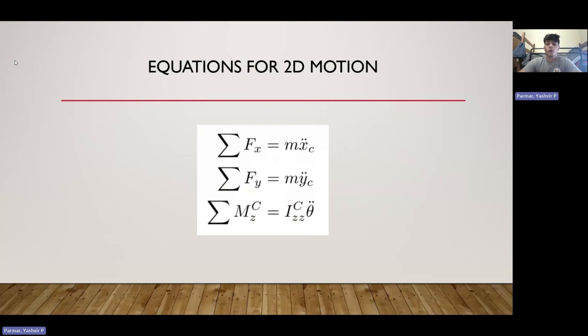Now, to go over some equations for 2D motion, we learned this a couple lectures earlier. The equations are the sum of the forces in the x direction equals the mass times the double time derivative of x position, also known as the acceleration in the x direction. The sum of the forces in the y direction is the exact same equation as the x one, except the double time derivative of the position in the y direction. And the moment around the z-axis, the center of mass, is equal to the inertia around the center of mass times the double time derivative of angular position, also known as angular acceleration.